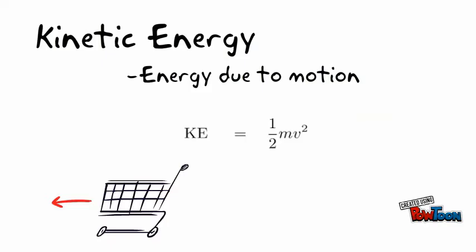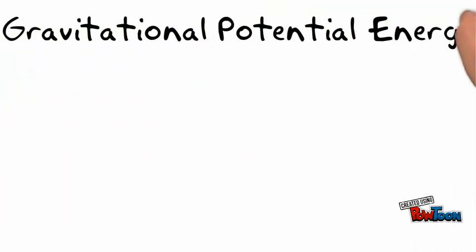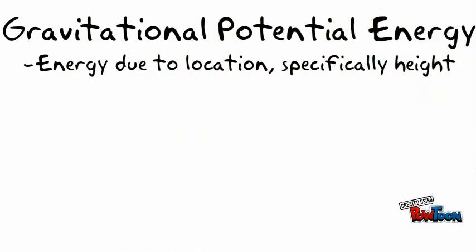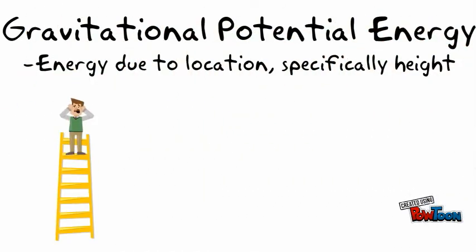We also talked about gravitational potential energy, or the energy due to location, specifically height. We were able to calculate potential energy using the equation PE equals mgh, where m is the mass of the object, g is gravity, and h is the height of the object above the zero.